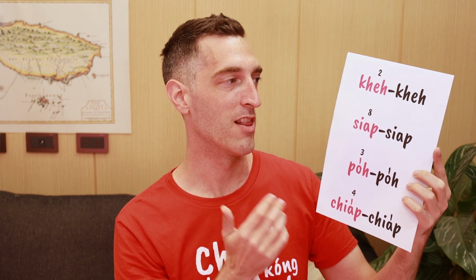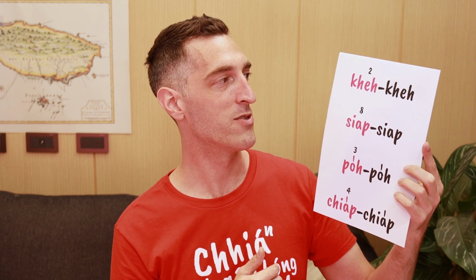So one good way to remember these 4th and 8th tone change rules is just that they swap from high to low. So the 4th tone is normally low and the 8th tone is normally high in the base tone. But once we apply the tone change rule, the 4th tones become high and the 8th tones become low. So let's just review all of these one more time. Kheh-kheh. Siap-siap, b, jap.